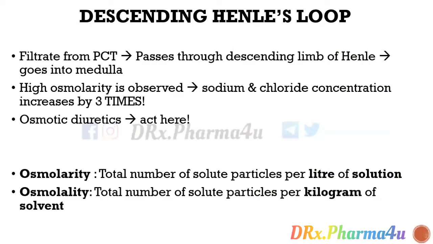Now we come to the next part, that is the descending Henle's loop. So this is not very significant, but here large amount of reabsorption takes place. So the filtrate from the proximal convoluted tubule passes through the descending limb of Henle and then it goes into the medulla. A high osmolarity is observed here. So the concentration of sodium and chloride increases by 3 times. And that is why I said that any diuretic that acts on PCT has very limited efficacy, because you can see it here. The reabsorption is almost 3 times. So to some extent, osmotic diuretics act here because osmolarity is observed here. So osmotic diuretics have some kind of an effect here.